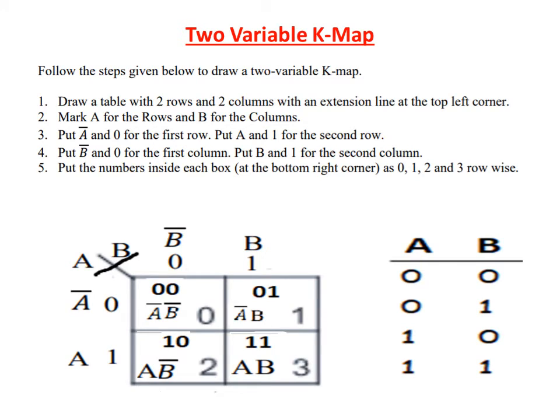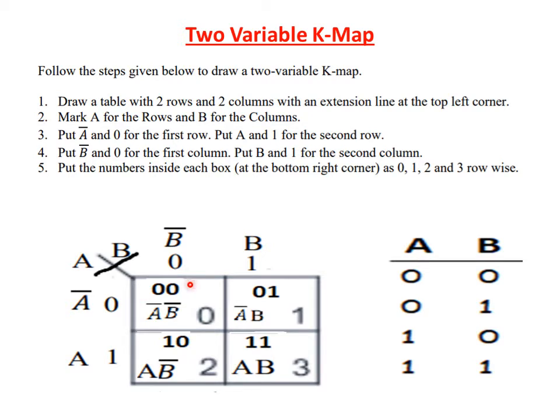Now let's see the two variable map. Two variables means 2 power 2 is equal to 4, so the total 4 combinations are there. In the truth table, the 4 combinations are 00, 01, 10 and 11. Now we are going to write these 4 combinations in the K-map cells. So 4 cells we have drawn, and the variable A is written here and B is written here. On the row side 0, 1, the equivalent variables are A bar, A, and on the column side the variable is B bar, B, that is 0, 1.